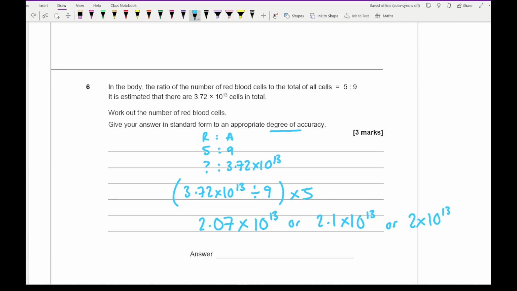Now, in terms of the decimal number, when you're multiplying it by 10 to the power of 13, it's really not going to make that much of a difference to your value. So any of those should get you 4 marks in this particular question. But usually when it says to an appropriate degree of accuracy, you can choose, but I would say go for 1 dp, 2 dp, or maybe 0 dp, depending on the contents of the question.